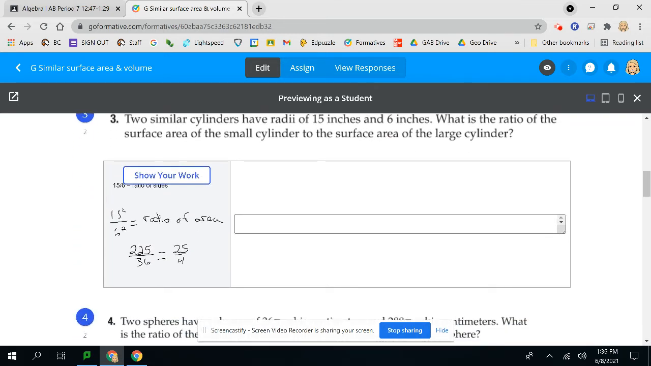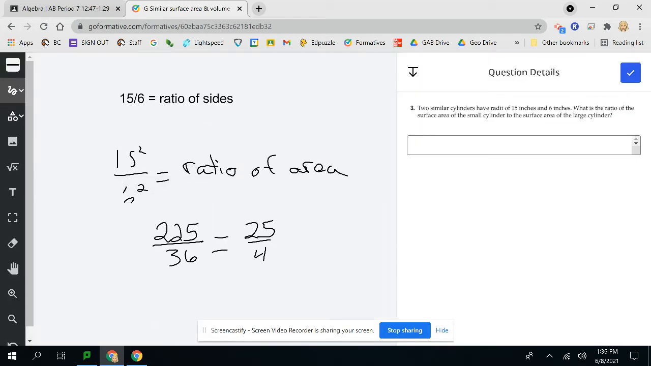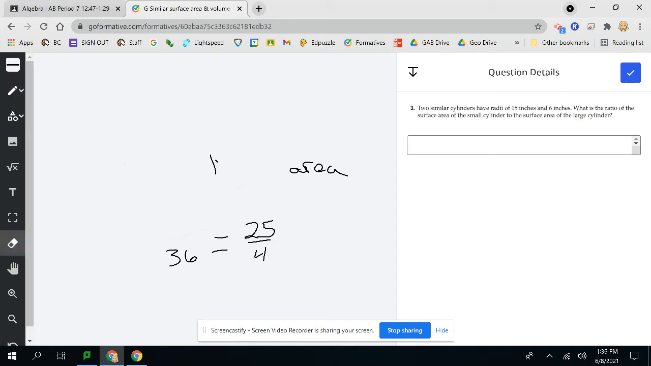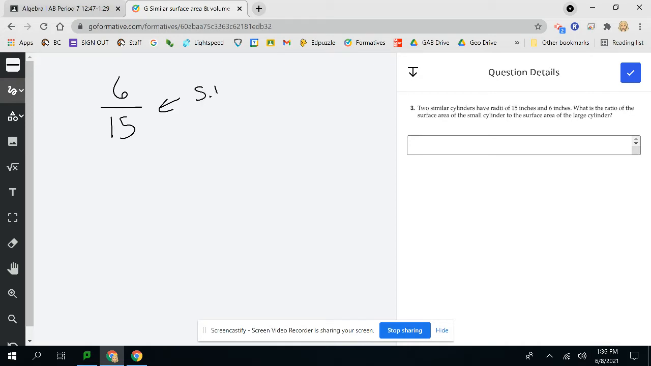Number 3. Two similar cylinders have radii of 15 inches and 6 inches. What is the ratio of the surface area of the small to the large? Oops, I'm just realizing when I did my work the first time, I did it backwards, so let me redo it. I'm doing small to large, so the ratio of the similar figures is 6 over 15, because that's the ratio of their radii. So this is our similarity ratio.